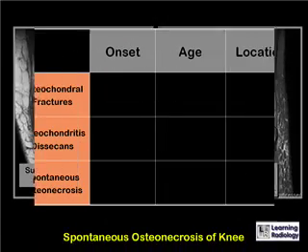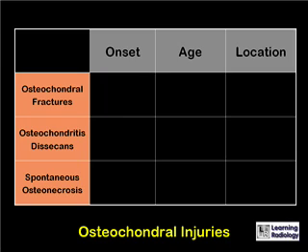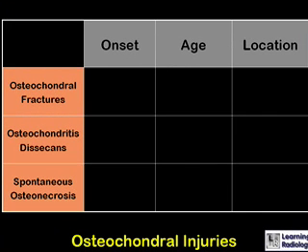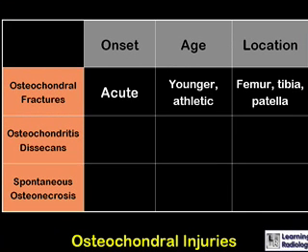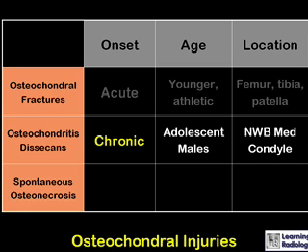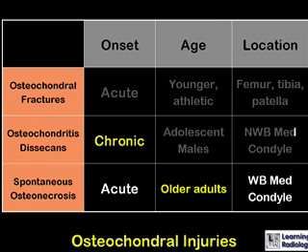So if we look at a grid to compare these three osteochondral injuries, osteochondral fractures tend to be acute in onset. They occur in younger, athletic individuals, and they occur on the femur, tibia, and patella. Osteochondritis dissecans tends to be more chronic. It occurs in adolescents, especially males, and classically it occurs on the non-weight-bearing surface of the medial femoral condyle.